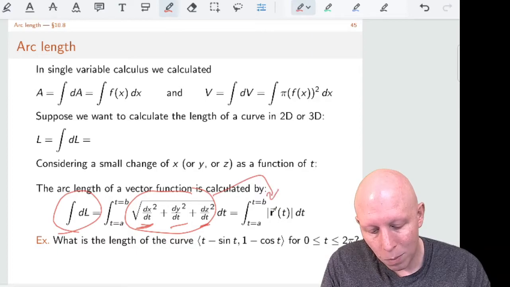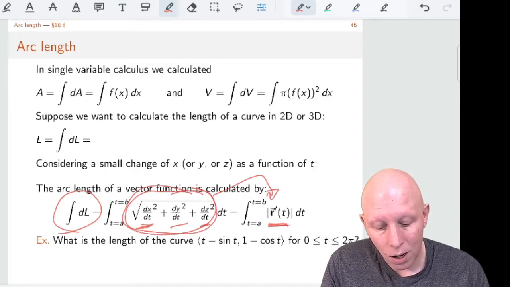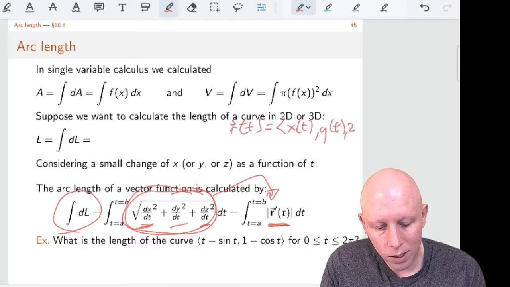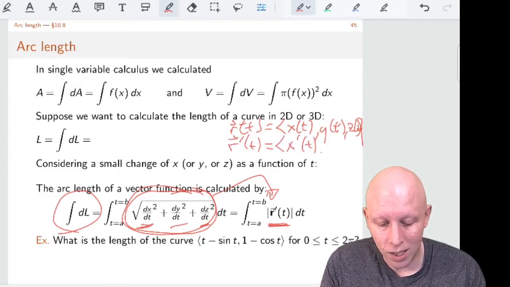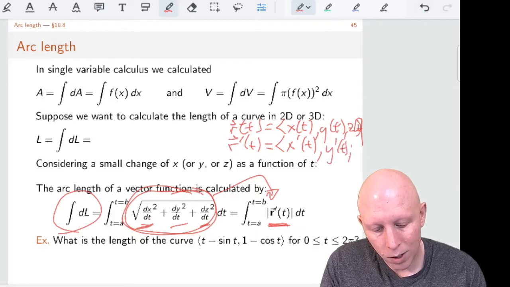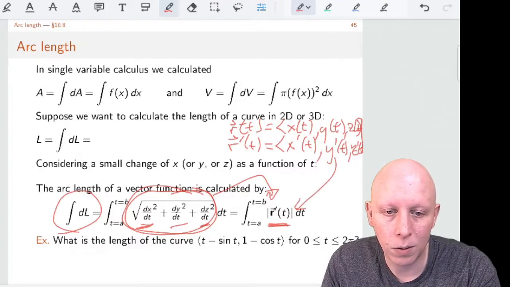We can write that in a much simpler form if we think of this as the magnitude of a vector, which is the derivative of r of t. Remember, if r of t is equal to (x of t, y of t, z of t), then when we take the derivative, we get x prime of t, which is dx dt, the derivative of y of t, and the derivative of z of t. And so that's why we can write it this way.